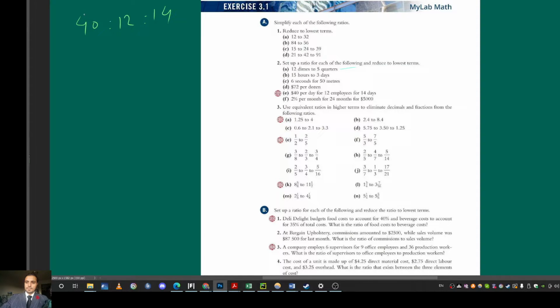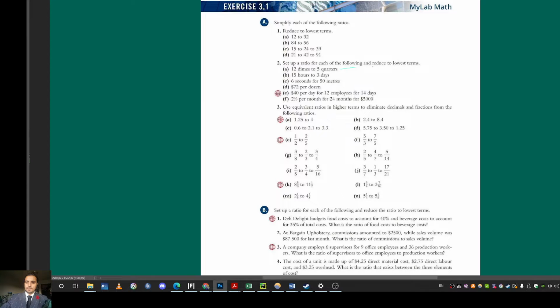$40 for 12 employees for 14 days. 40 ratio 12 ratio 14. Next, 2% per month for 24 months for $5,000. So 2%, that's 2 over 100 ratio 24 ratio 5,000. 2% per month for 24 months for $5,000. So this is how we can set up a ratio.